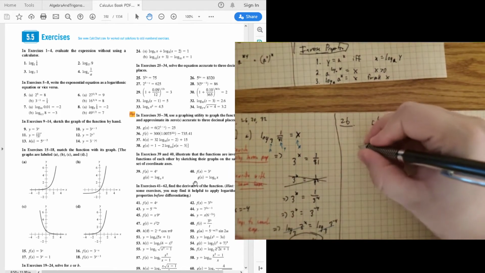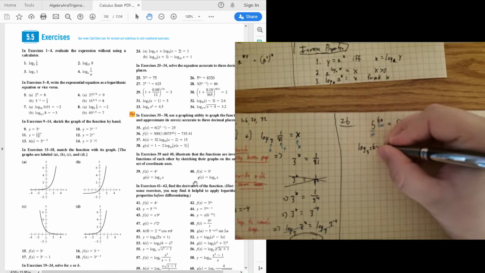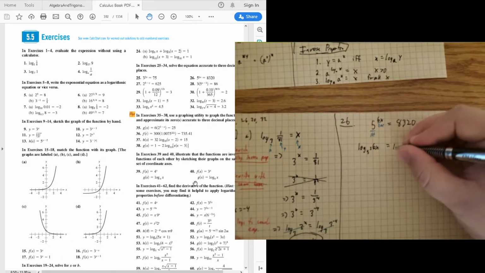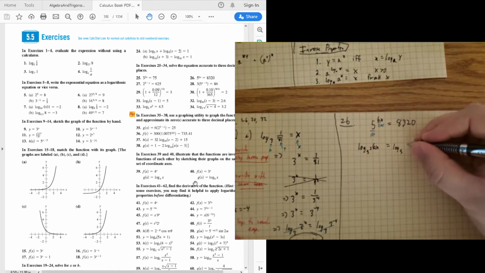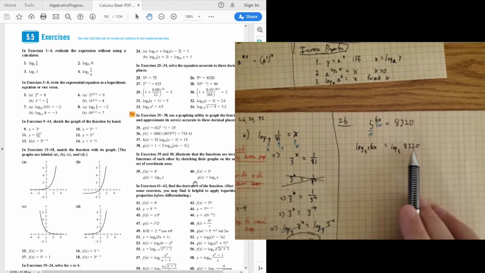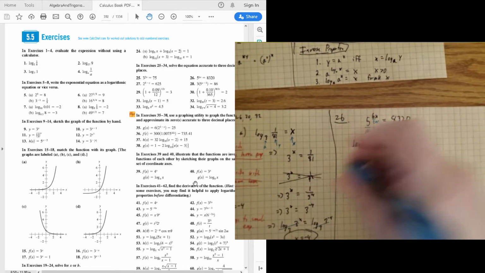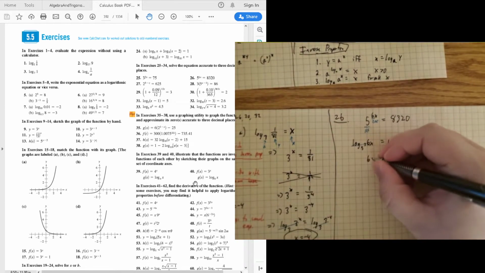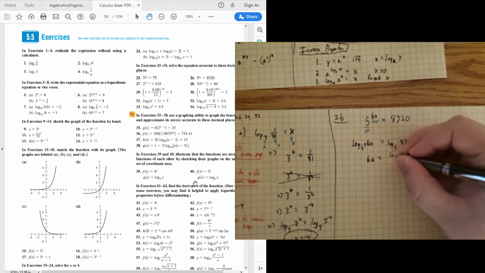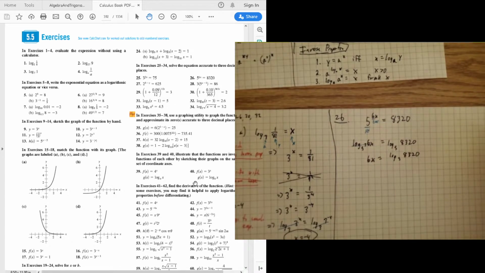Logs. I do log base 5 of 5 to the 6x power equals log base 5 of 8320. Now, log base 5 of a number is going to be another number. We don't know what that number is yet. We can find it fairly easily in just a moment. So, log base 5 of 5 is going to cancel, leaving just 6x by itself. On the right-hand side, we have log base 5 of 8320.